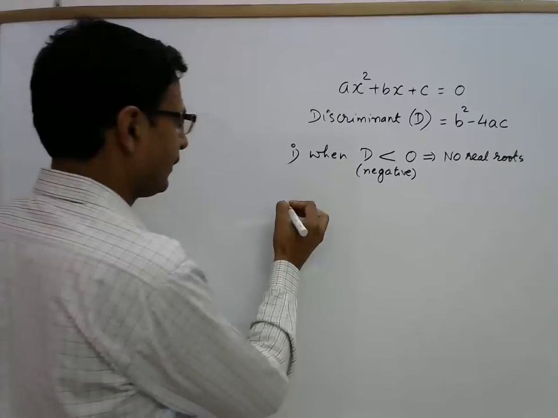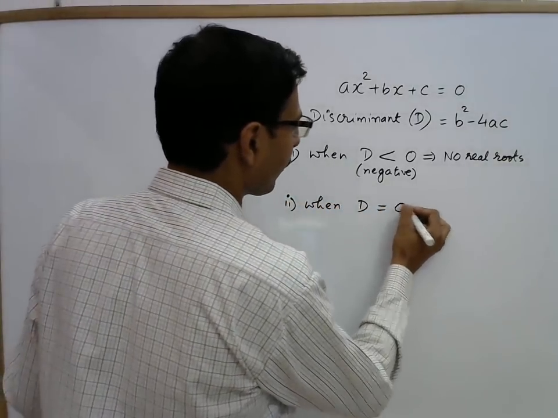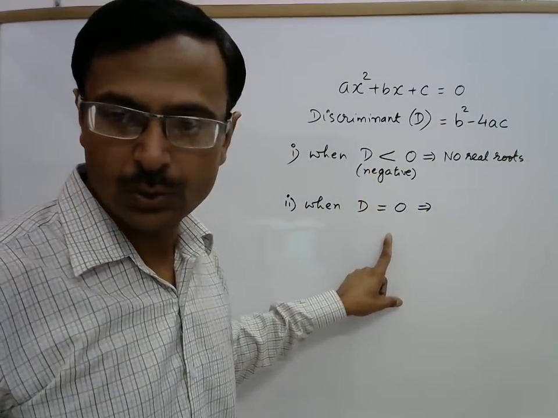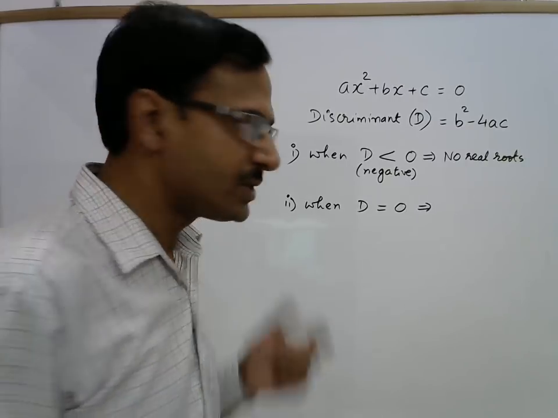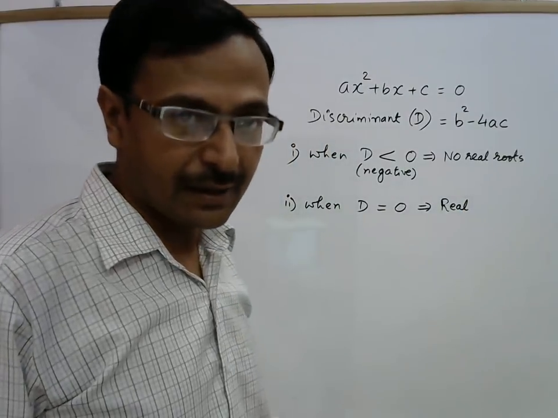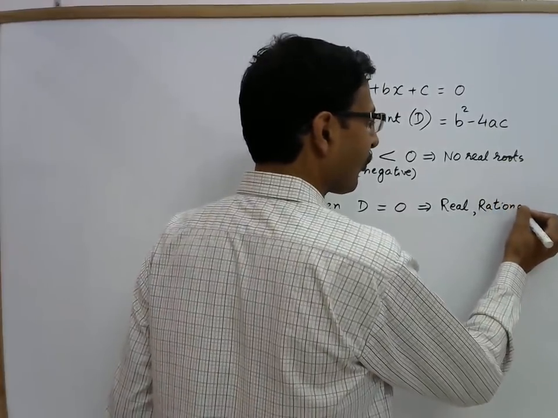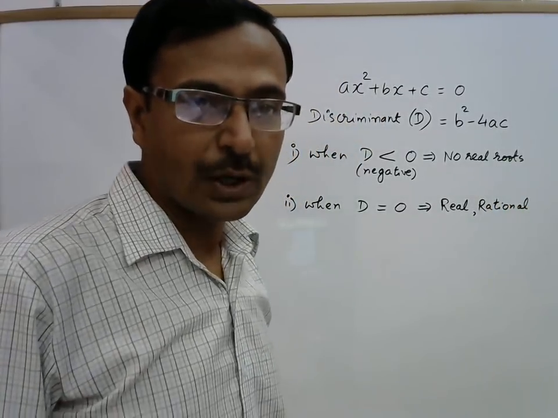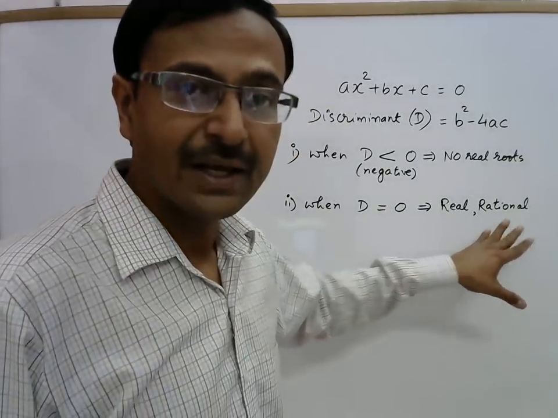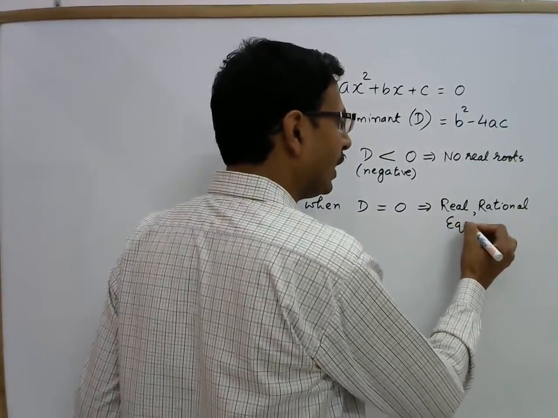Now the second case, when the discriminant comes out to be 0. So first case we took discriminant is less than 0. Now second case discriminant is equal to 0. So when the discriminant is equal to 0, then the roots are real. There are real roots. The roots are rational. That means there will not be any square root sign in the answers or the solutions or the roots. The roots will be rational, and very important, the roots will be equal.